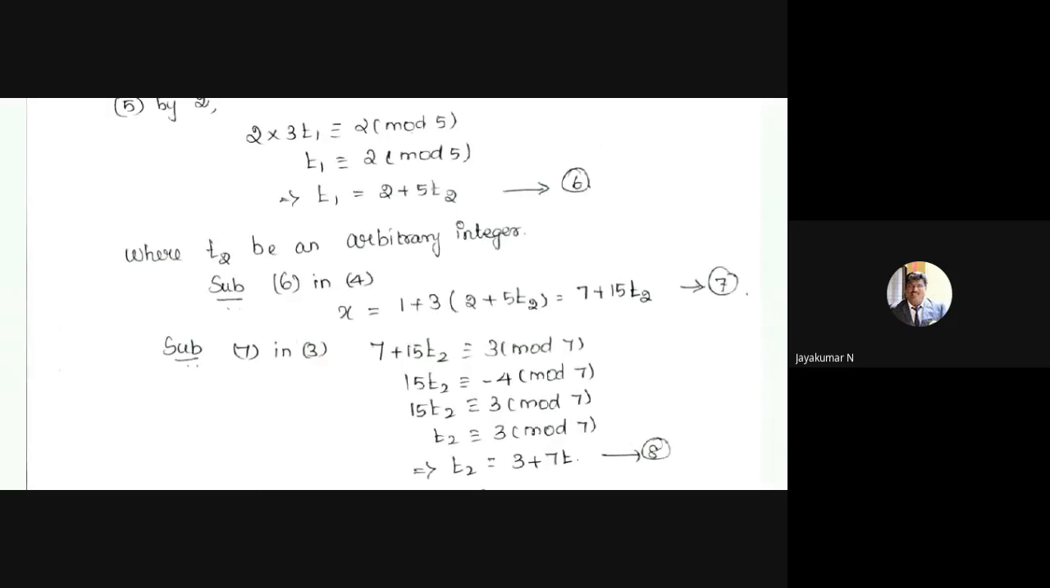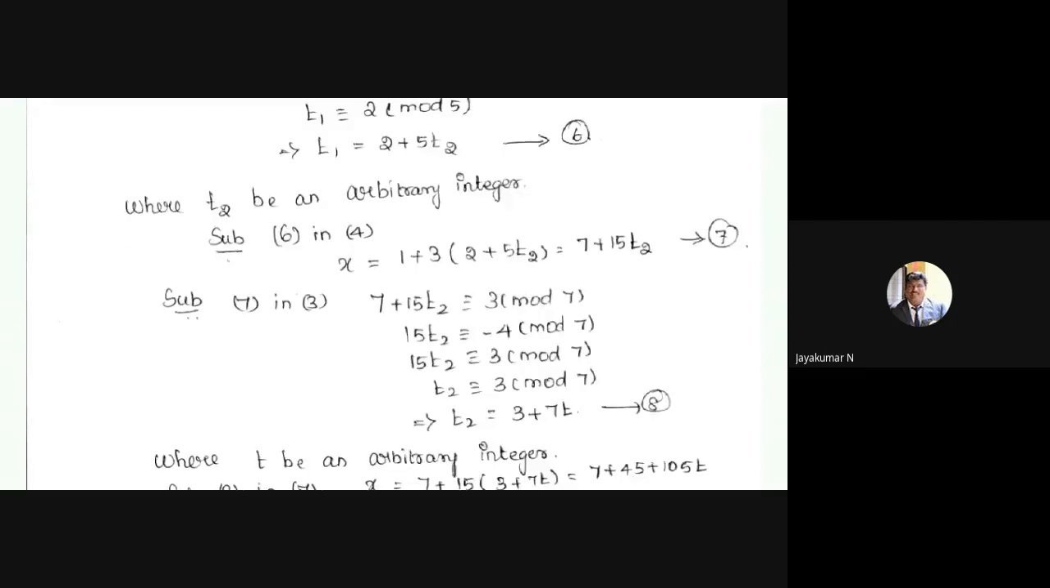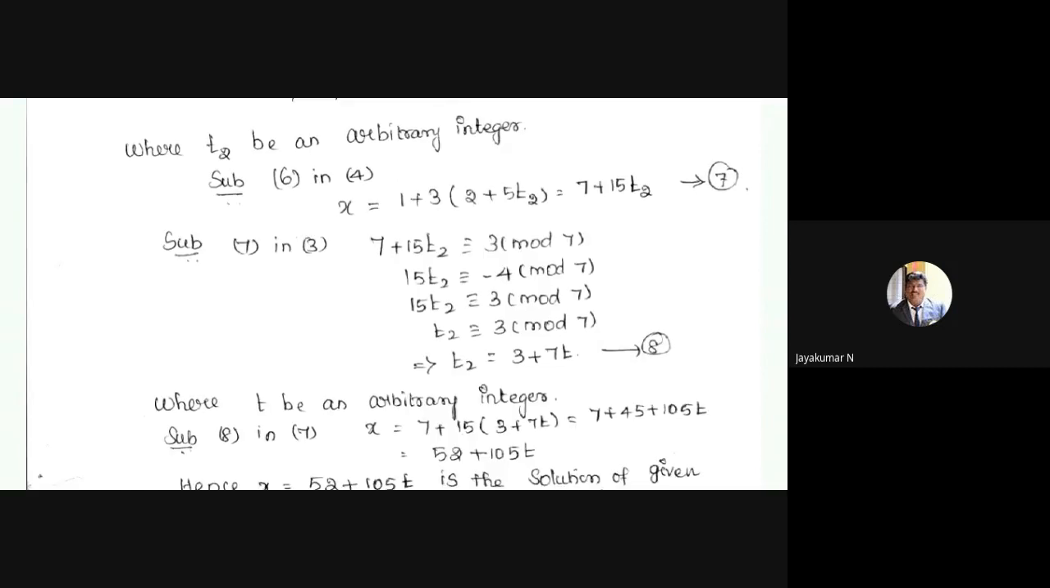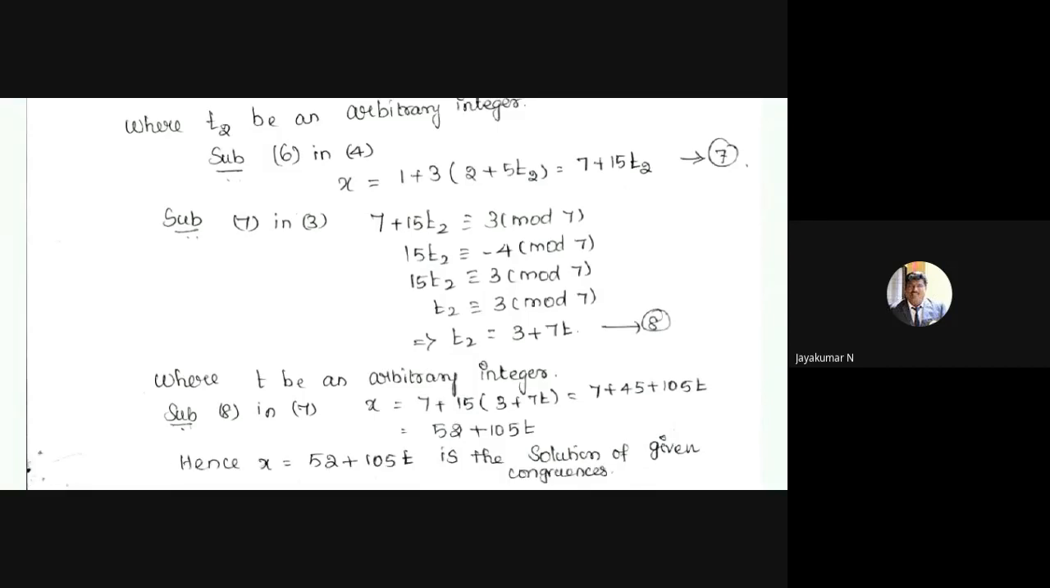It can be represented in the linear equation, that is t2 is equal to 3 plus 7t. Now t2 is 3 plus 7t, which will be substituted in equation 7. So x is equal to 7 plus 15 times t2, where t2 is 3 plus 7t. After simplifying, you get x is equal to 52 plus 105t, which is the solution of the given system of linear congruences.